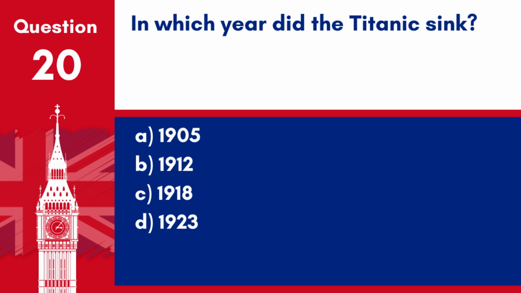Question 20. In which year did the Titanic sink? A. 1905. B. 1912. C. 1918. D. 1923. Answer. B. 1912. The RMS Titanic sank on April 15, 1912, after hitting an iceberg during her maiden voyage from Southampton to New York City.